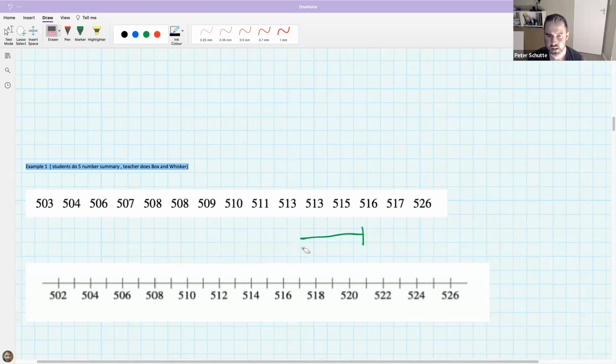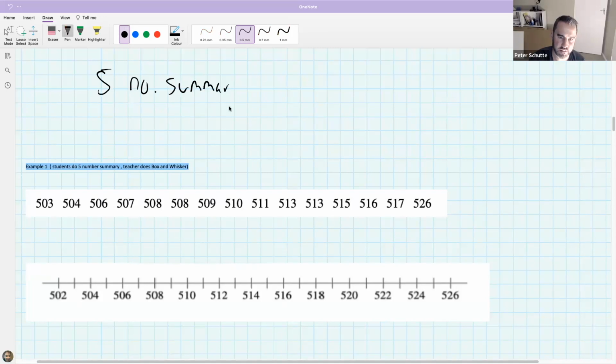However, you guys have to work out the 5-number summary here first before you can draw your box and whisker. So I want everyone to draw a 5-number summary and a box and whisker plot for me. And I'm largely going to let you do it by yourself, but I will answer questions if there are questions.